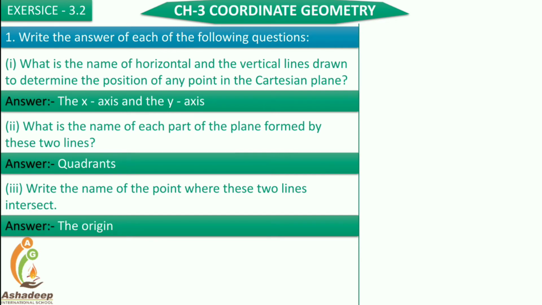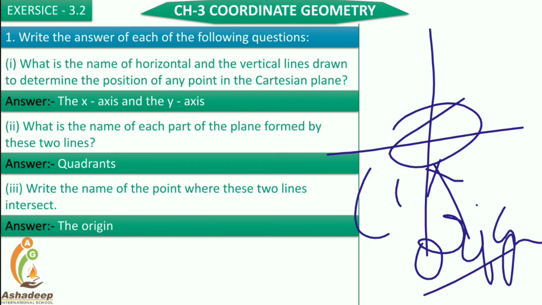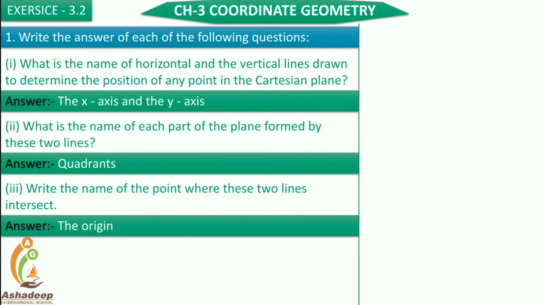Write the name of the point where these two lines meet. ये line और ये line meet करती है उस point को क्या बोलेंगे हम? उसको बोलेंगे हम origin. Origin. Origin coordinates क्या होते हैं? 0, 0.